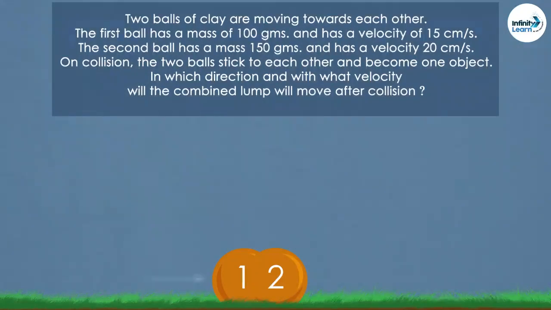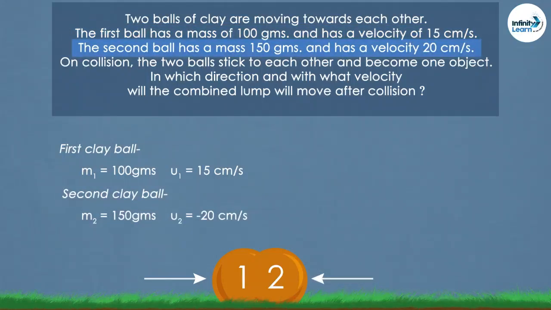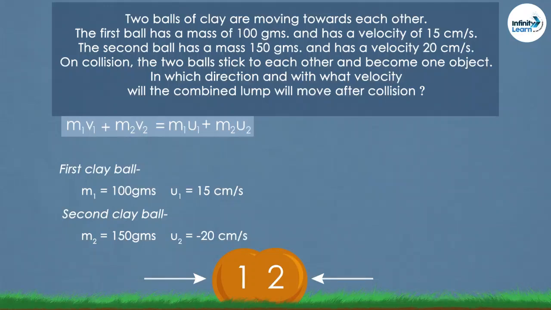This is the information about the first clay ball, and we've been given data about the second ball as well. We assumed it's -20 because it's moving towards the left. Now look at the formula we looked at while understanding the law of conservation of momentum. The value on the left is the total momentum after the collision. As the two balls become one, the velocity at which they will move after the collision will be the same. So V1 will equal V2 and say they're equal to V.